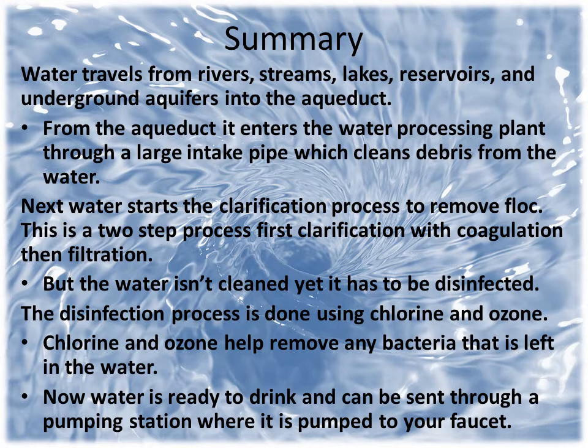In summary, water travels from rivers, streams, reservoirs, and underground aquifers into the aqueduct. From the aqueduct, water then flows into large intake pipes, which clean out debris from the water. The water then begins the clarification process to remove flock. Flock is harmful stuff found in water. This is a two-step process. First, clarification with coagulation, and then filtration.